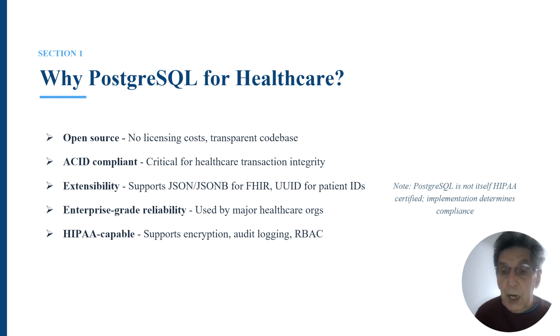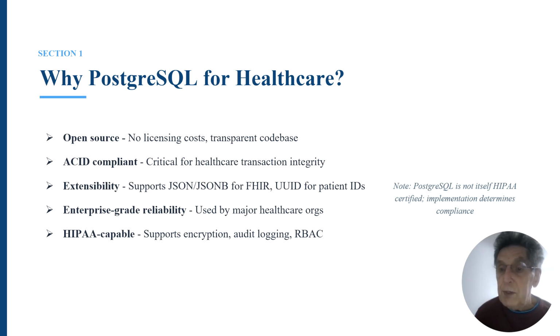ACID compliance is non-negotiable in healthcare. It's a requirement. So it's essential that you're ACID compliant. So if a medication order is entered, it must be recorded completely or not at all. No partial transactions. Extensibility is also important. We have native JSONB support for FHIR resources, which we'll talk about later. And you've got universal UUID support for patient identifiers, and PostGIS for geographic information systems, for geographic health analysis.